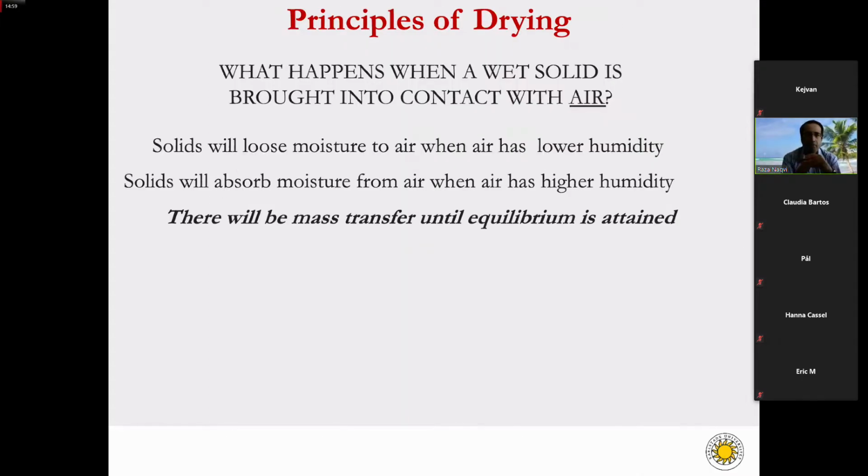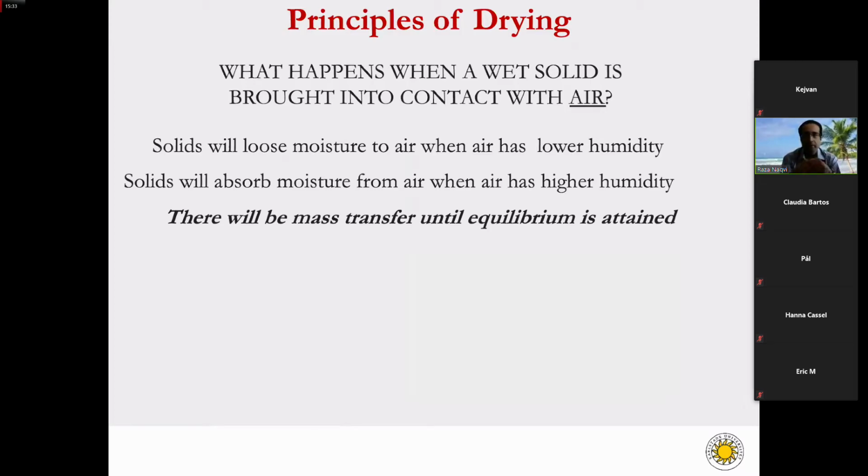But when we discuss the principles of drying, it is important to know what happens when a wet solid is brought into contact with air, right? There are two possibilities. Whenever a wet solid is brought into contact with air, the first possibility is that the solid will lose moisture to air when the air has lower humidity. So if the air has lower humidity than the moisture present in the wet solid, there will be a mass transfer of water or moisture content from the wet solid to the air.